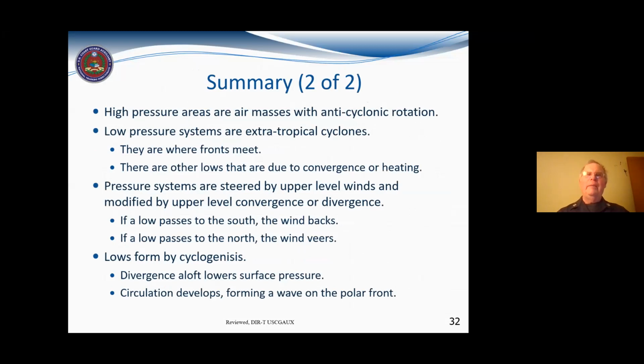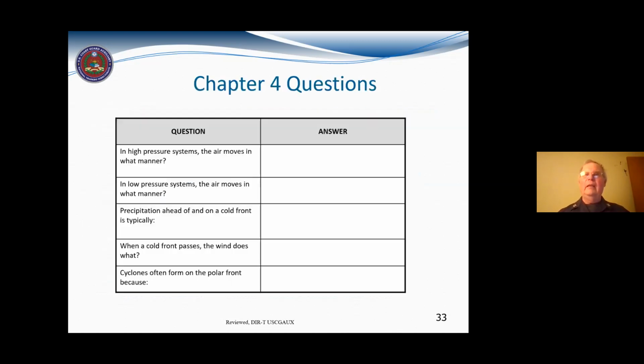High pressure areas are air masses with anticyclonic rotation. They rotate clockwise. Low pressure systems are extratropical cyclones. They are rotating anti-clockwise. Fronts tend to trail out to the south of low pressure zones. Pressure systems are steered by the upper level winds. If a low passes south of you, the wind backs. If a low passes north of you, the wind will veer. Lows are formed by cyclogenesis, diverging aloft, lowering the surface pressure, or circulating, developing and forming a wave in the polar front. And that's all I've got.